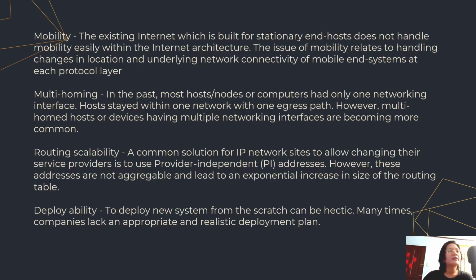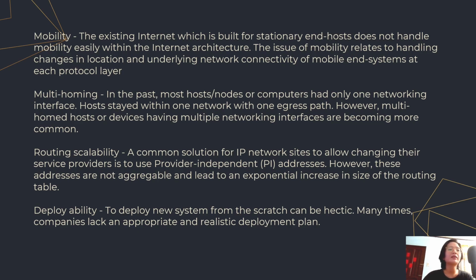Mobility. The existing Internet, which is built for stationary end host, does not handle mobility easily within the Internet architecture. The issue of mobility relates to handling changes in location and underlying network connectivity of mobile end systems on each protocol layer. Multi-homing. In the past, most hosts, nodes, or computers had only one network interface. Hosts stayed within one network with one egress path. However, multi-home hosts or devices having multiple networking interfaces are becoming more common.